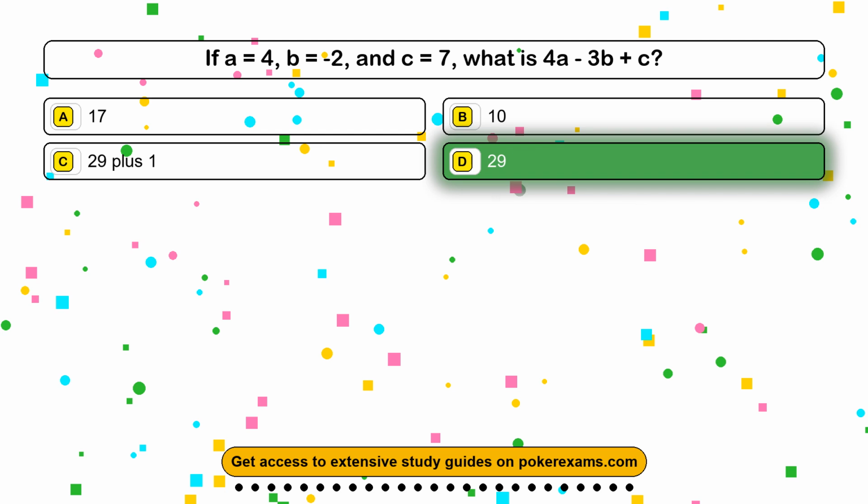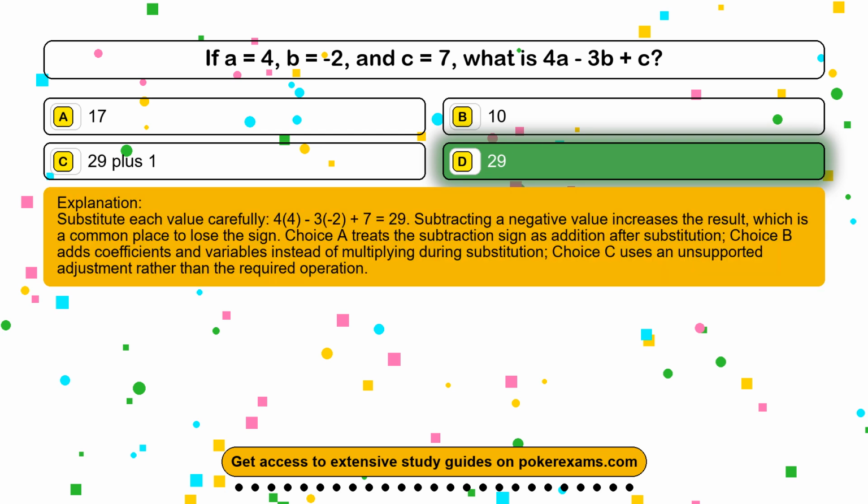The correct answer is option D, 29. Substitute each value carefully. 4 times 4 minus 3 times minus 2 plus 7 equals 29. Subtracting a negative value increases the result, which is a common place to lose the sign. Choice A treats the subtraction sign as addition after substitution. Choice B adds coefficients and variables instead of multiplying during substitution. Choice C uses an unsupported adjustment rather than the required operation.